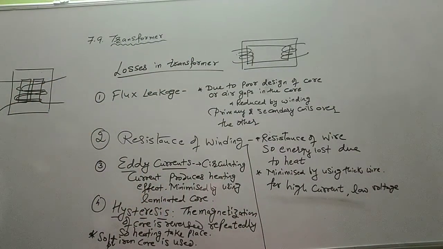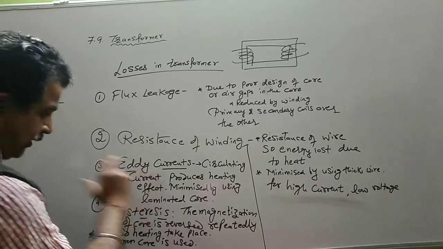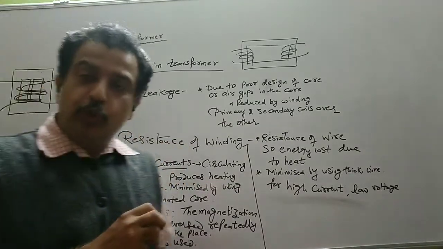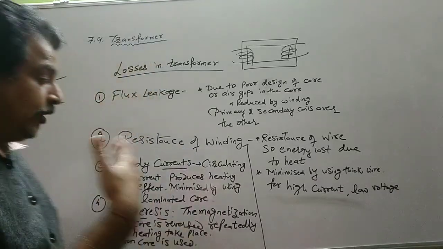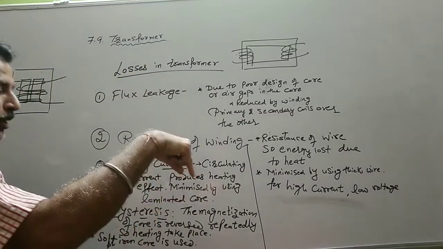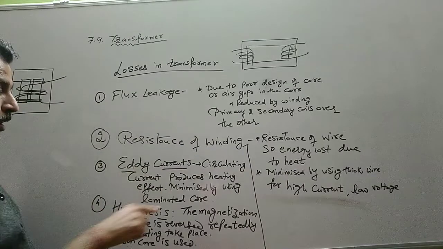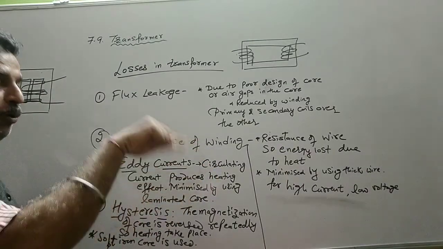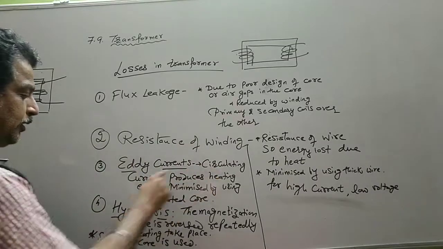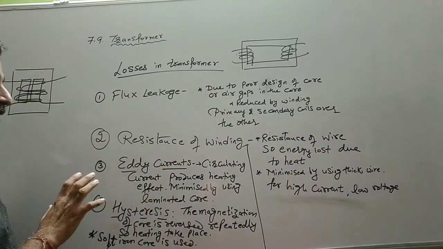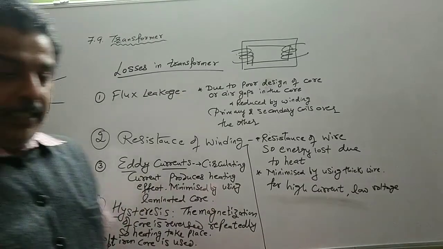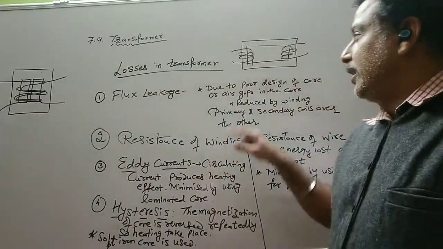Then we have eddy currents. We have not discussed this topic yet. Eddy currents are nothing but induced currents. They are circulatory currents because they are produced in the form of a circle. An induced current in the form of a circle is called a circulatory current or an eddy current. This eddy current also produces a heating effect.